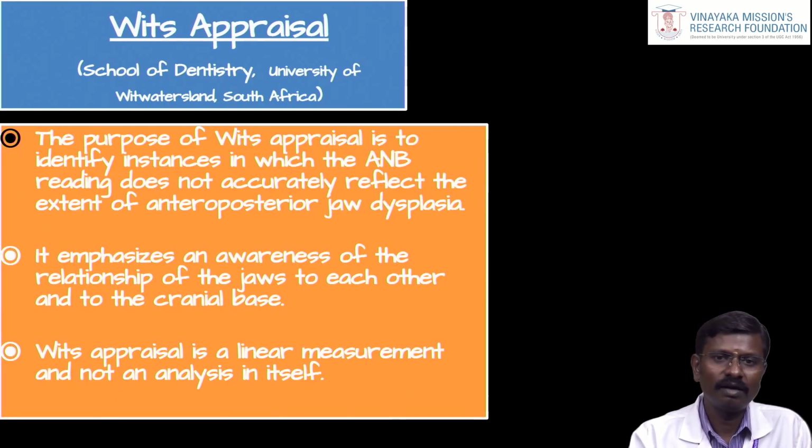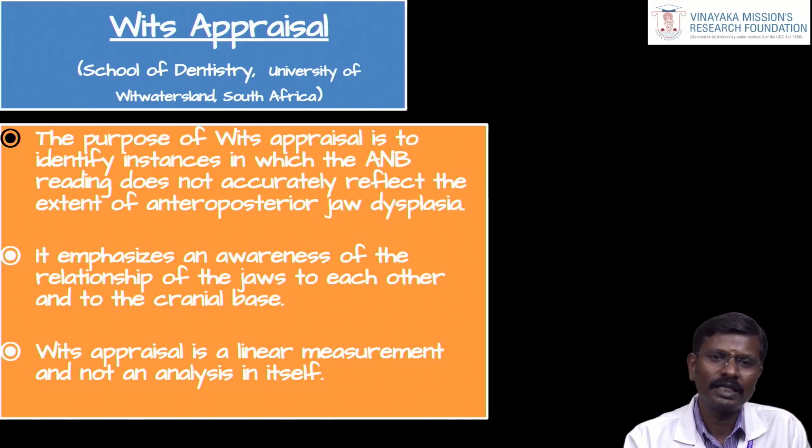The next one is then width appraisal. This was proposed to identify the difference in the maxilla and the mandible. This analysis was used in which the A and B reading does not accurately reflect the extent of anterior posterior jaw relationship. So to find out how much of jaw dysplasia is there, here they had compared both the maxilla and mandible to each other.